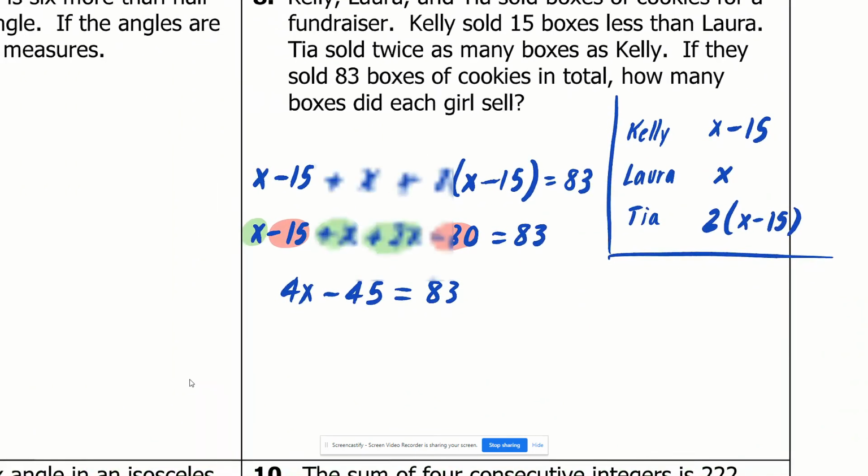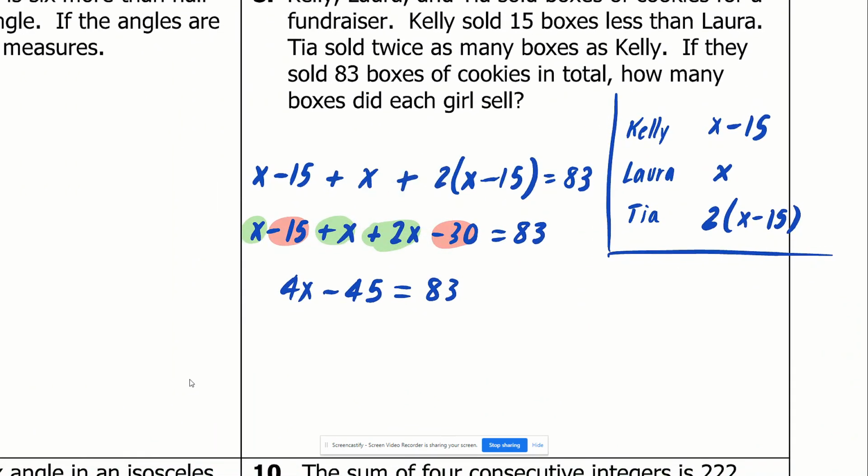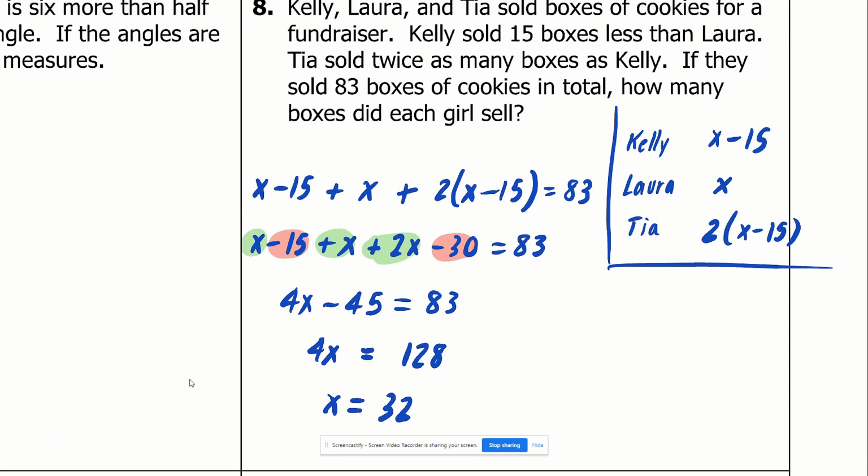Let's solve the problem. What do we do first? Add 45. So 4X equals, what's 83 plus 45? 128. Last step. And we're about to find out how many who sold? Laura. How many did she sell? She sold 32 boxes. Laura sold 32 boxes. Right? So who do I check next? Well, it doesn't matter, does it? Because we know x is 32, so go plug it in. What's 32 minus 15? So Kelly sold 17 boxes.